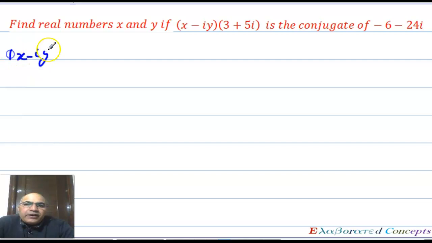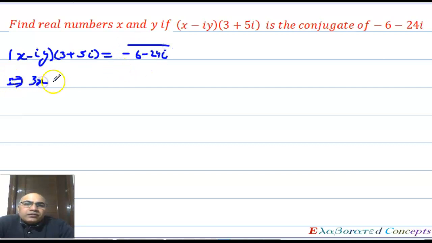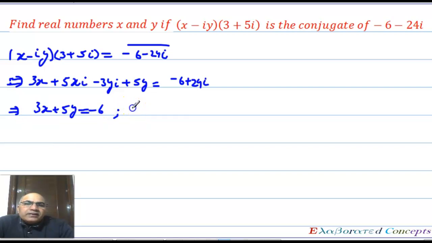Given (x minus iota y) into (3 plus 5 iota) is conjugate of minus 6 minus 24 iota. Therefore 3x plus 5x iota minus 3y iota plus 5y equals minus 6 plus 24 iota. This implies 3x plus 5y equals minus 6, and 5x minus 3y is equal to 24, comparing real and imaginary parts. This implies x is equal to 3 and y is equal to minus 3 by solving the two equations.